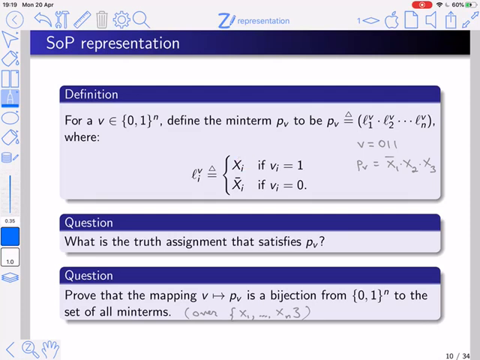It equals xi if Vi is 1. If Vi is 0, then Li of V is not xi. Let's see an example. Say V is 0, 1, 1. Then P of V is the product of three literals. The first literal is the negation of x1 because the bit here is 0. The second literal is x2 because the bit here is 1. And the third literal is x3 because the bit here is again 1.